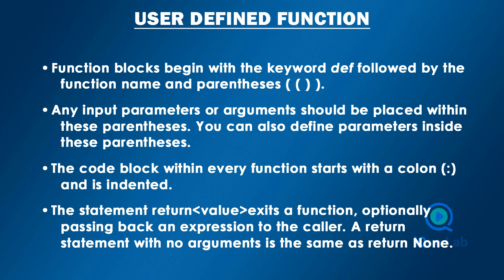Function blocks begin with the keyword def followed by the function name and parentheses. Any input parameters or arguments should be placed within these parentheses. You can also define parameters inside these parentheses. The code block within every function starts with a colon and is indented. The statement return value exits a function, optionally passing back an expression to the caller. A return statement with no arguments is the same as return None.